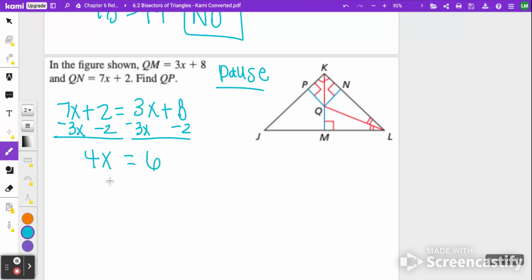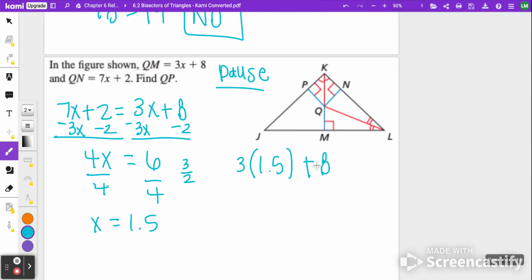Looks like I'm going to end up with a decimal here. That's okay. x is 6 divided by 4. You can say this is 3/2, or you can write it as a decimal. We're going to use the decimal. So if x is equal to 1.5, let's plug it into this 3x plus 8. So 3 times 1.5 plus 8, that'll be 4.5 plus 8, so 12.5 is QP.